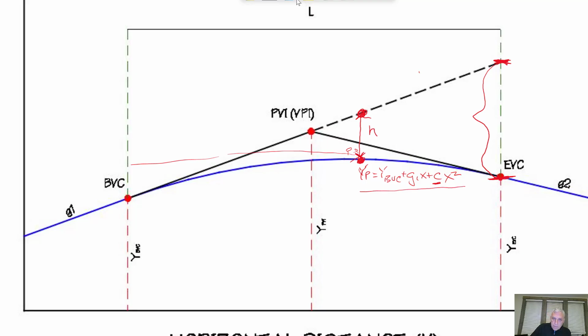So if I can get the elevation of the projection up to the tangent line, let's call it y prime of P, then H would equal y prime of P minus y of P, wouldn't it? Make sense? The y prime elevation of P and then the elevation of P itself. The difference between those is our H. So let's do that. We have our y of P. Now we just have to come up with our y prime of P.